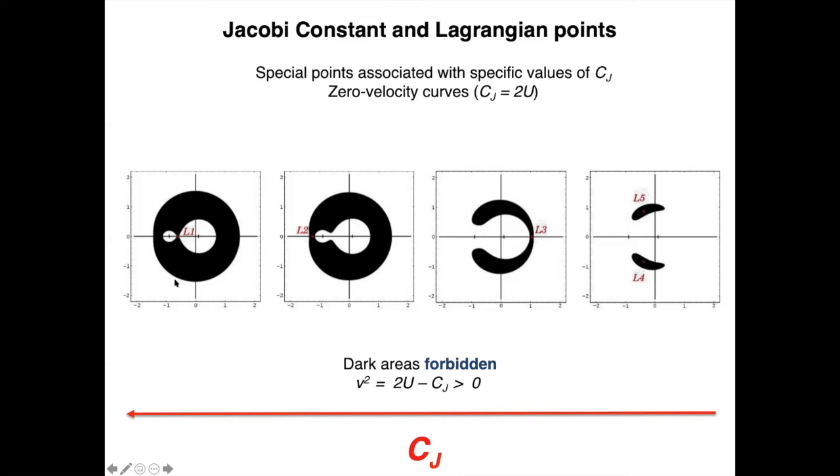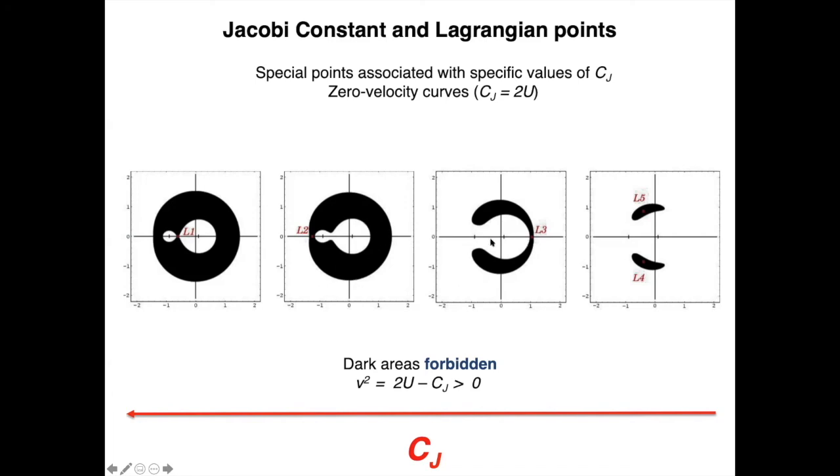Notice that this also defines some special points. These are the Lagrangian points. As you decrease the value of the Jacobi constant, you are allowed more regions for motion. This is the first value of the Jacobi constant at which this point here, the L1 point, is allowed for motion, so the particle can finally cross between these two areas. As you decrease further, you find the point L2, where the particle is allowed to escape. You do not have this bounded forbidden region any more.